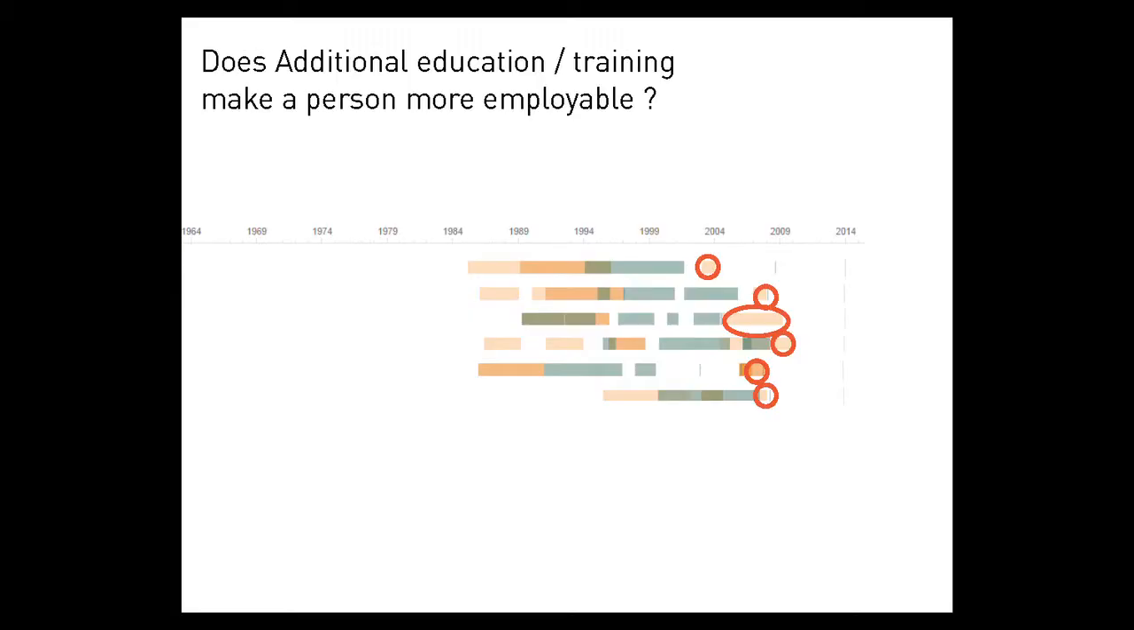So there is more data, there is more movement of people, but it does not mean better job satisfaction or professional engagement. Then you can ask some very politically sensitive questions, like, does additional education or training make a person more employable? What's your hunch?